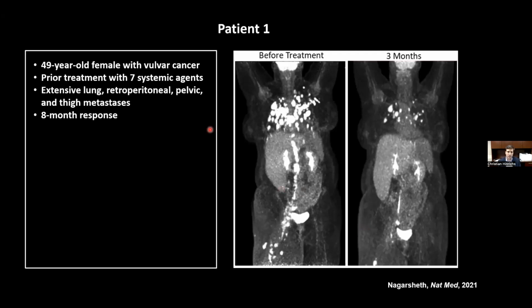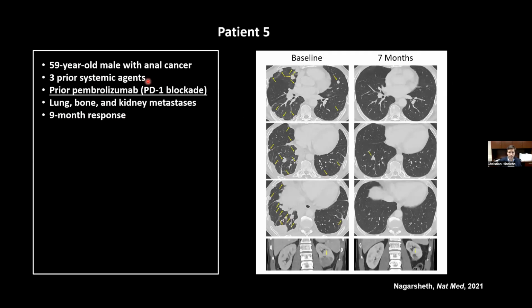So this is the first patient we treated, who was a 49-year-old woman with vulvar cancer. She'd been treated with 7 prior agents. She had very extensive disease. These are all tumors in her lungs. This is disease in her retroperitoneum and in her right pelvis and her right thigh. This is normal bladder, and these are normal kidney. This is normal ureter. But most of these tumors went away, and this patient ended up having an 8-month response.